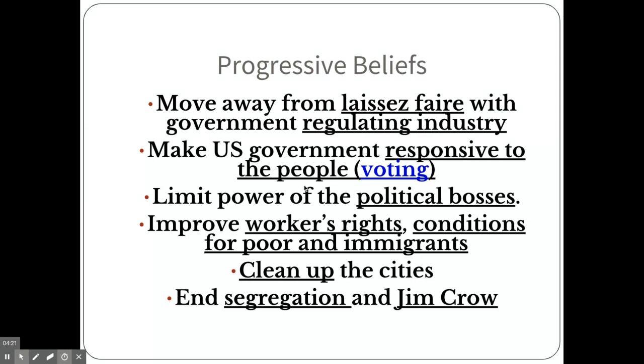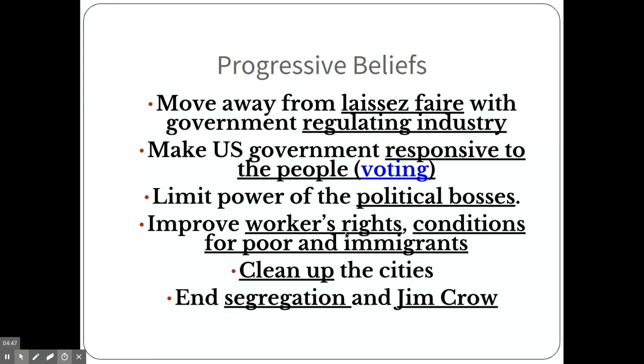They also wanted to make the U.S. government more responsive to the people, expand who could vote and what they could vote for so that they would have more of a direct voice in government, and reduce the voice of corporations or conglomerates in government. Also limiting the power of the political bosses. Again, this is about putting the power back in the hands of the individual voter, not the people that are running the political parties.